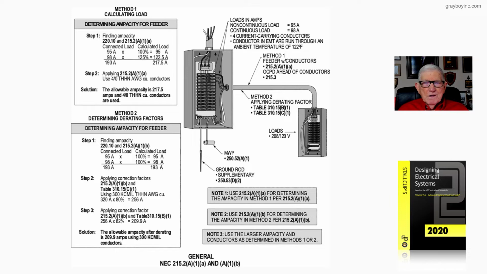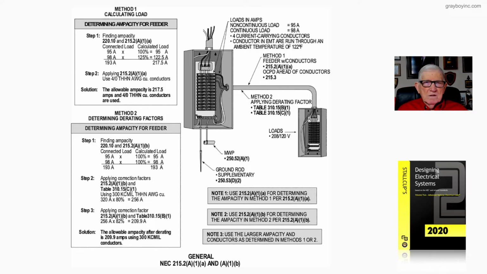So we're going to get into correction factors. 4 more current carrying conductors, we're getting into adjustment factors. So let's take a look now at our method 1, calculating the load. And we call this the 125% rule. 220.10, 215.2A1 little a, 95 amps at 100%, 95.